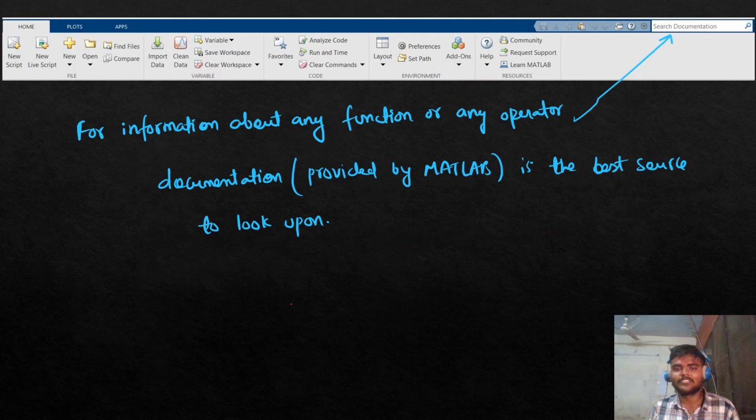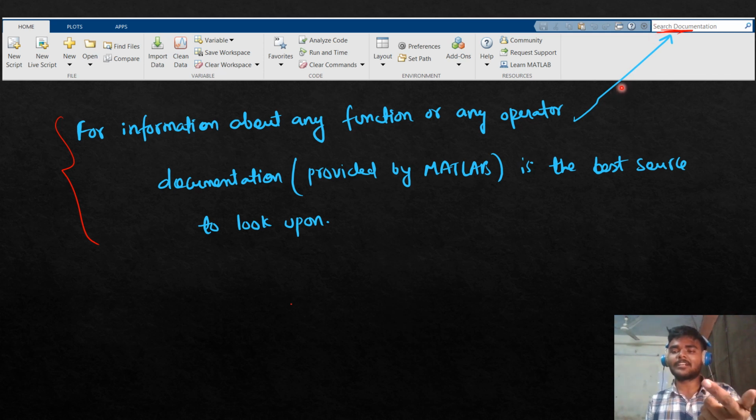So here comes the last slide. For information about any function, suppose you open MATLAB now. In MATLAB, there is this search documentation box, see here. This is very useful if you want to know about any function. You just have to type here. Let's suppose I want to know about ODE45. I will write ODE45 here and click search. The full documentation will come with examples, so you can learn from there also.